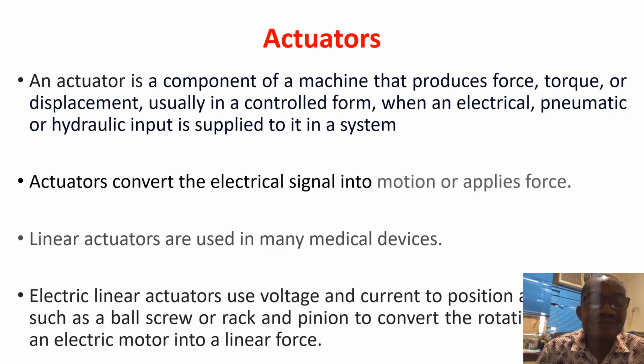Then we have what we call actuators. An actuator is a component of a machine that produces force, torque, or displacement. So usually, actuators convert the electrical signal into motion or applied force. Linear actuators are used in many medical devices. We have electric linear actuators, which use voltage and current to produce a kind of rotating force, usually in an electric motor.